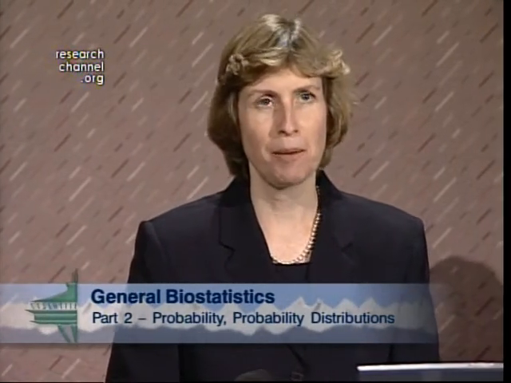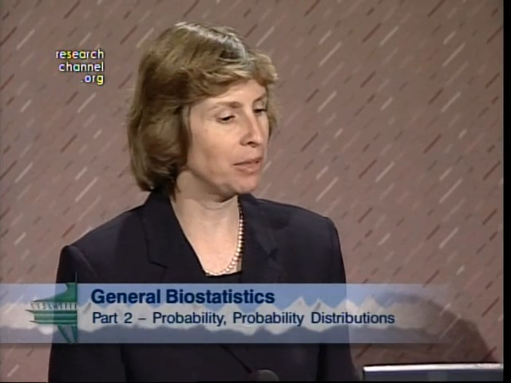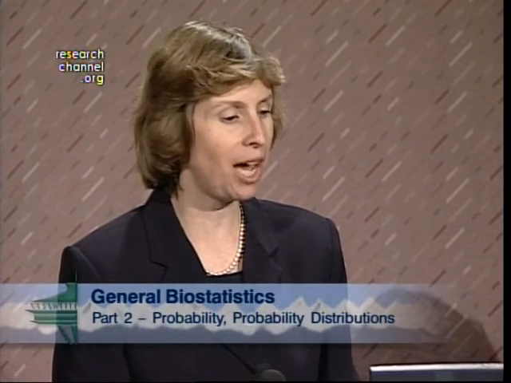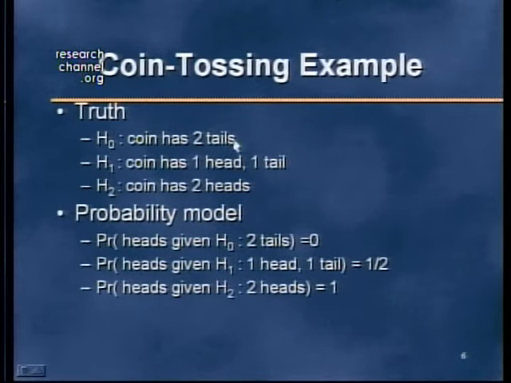But let's suppose that we don't know the truth, but that the truth has three possibilities. So I'll set this up as three hypotheses. One is that a coin has two tails. The second is that the coin actually has one head and one tail. And the third possibility is that the coin has two heads. So these are the three possibilities that could exist in reality, but we don't know the truth.